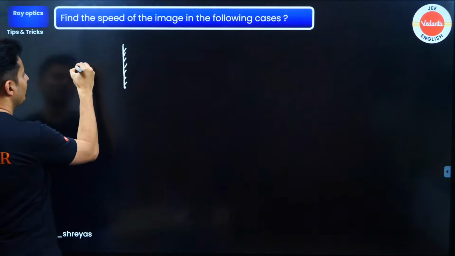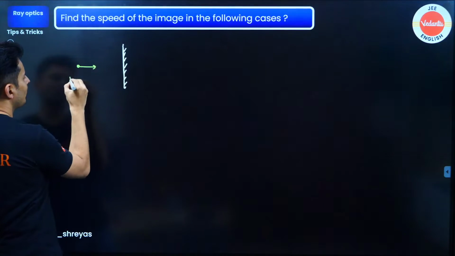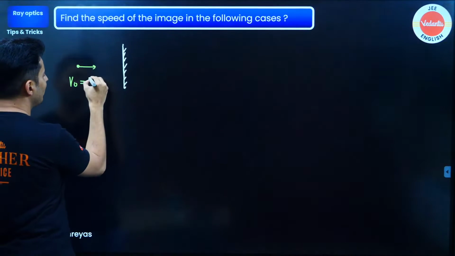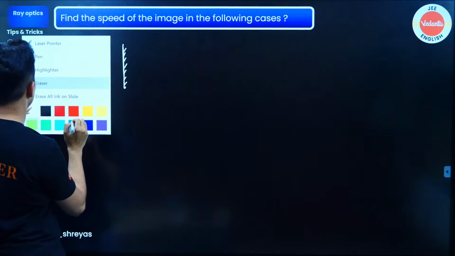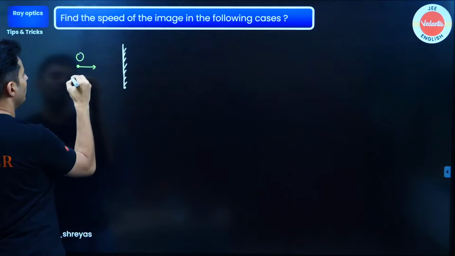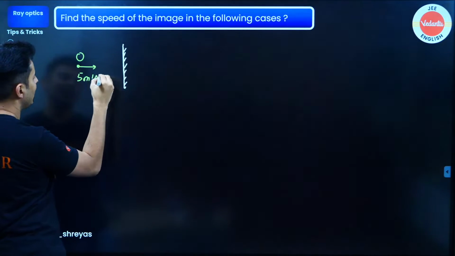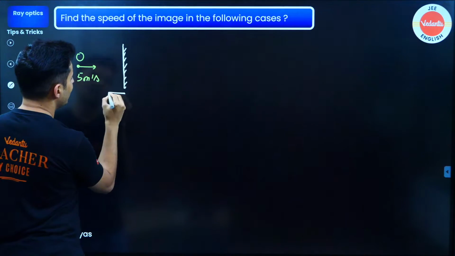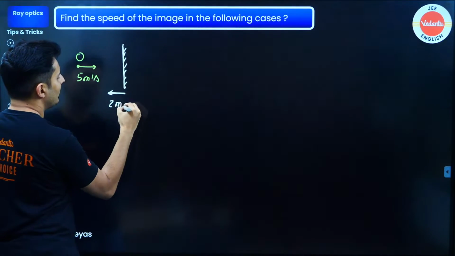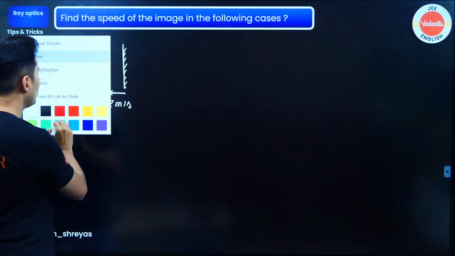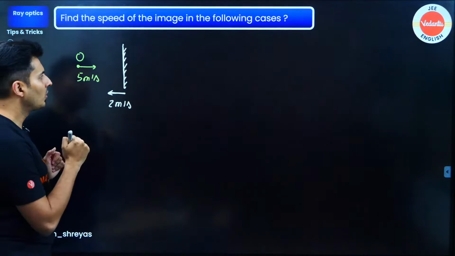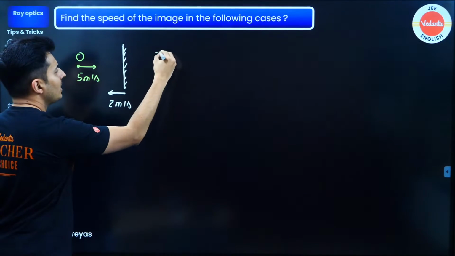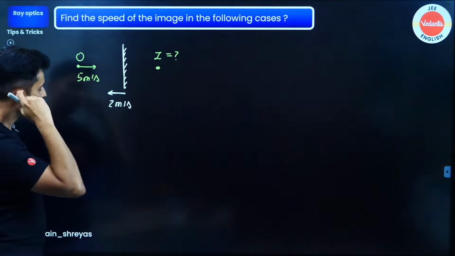For example, the object is given to be moving with 5 meters per second. Let me mark this as the object first. Oops, sorry. This is your object. This is moving with 5 meters per second. The mirror is moving like this with 2 meters per second. The question is obviously to find the image velocity. So where and how much will the image move? That's the question. So let's do it.